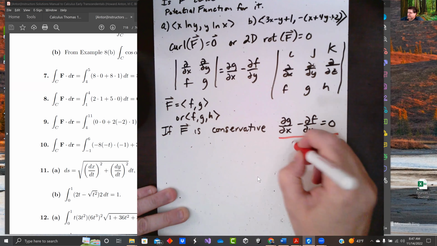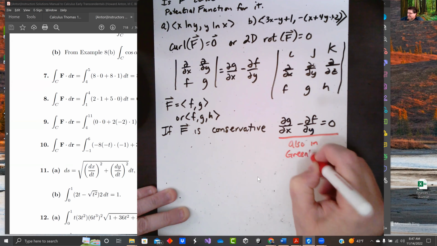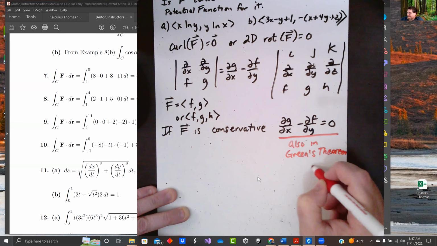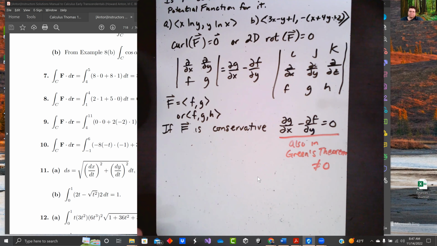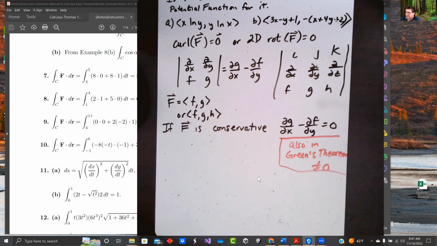This is also in Green's theorem, which is the next section, 15.4. And that's when it does not equal 0. So we'll get to that. Stick with this format. You can use either, but if you want to make it easier for yourself.